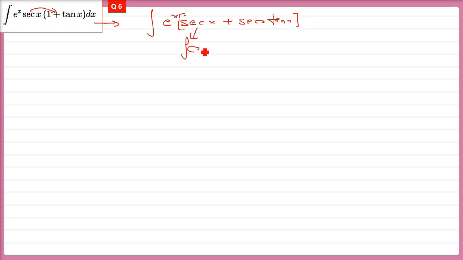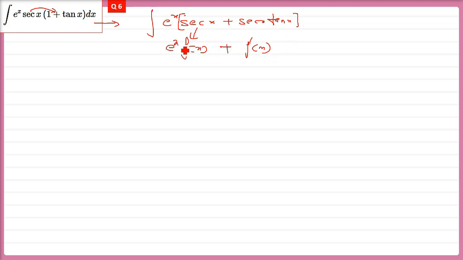Now in this question, if you multiply this sec x inside, you'll get sec x and sec x tan x. So I'm keeping the e raised power x just like that and multiplying sec x inside. So you'll get sec x plus sec x tan x. If you take this sec x as f(x), sec x tan x will be f'(x), because the differentiation of sec x is sec x tan x.